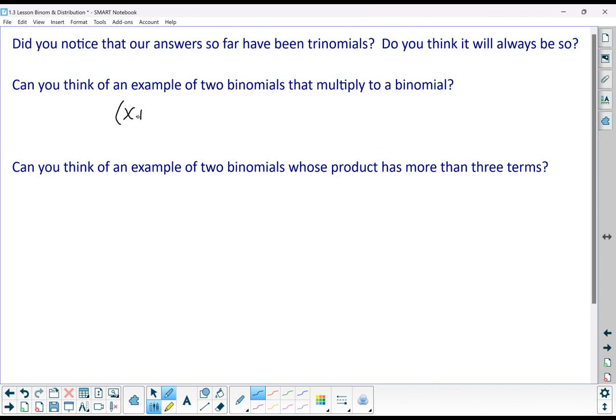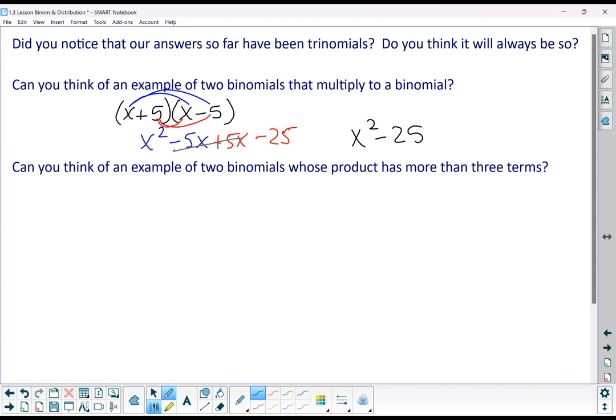If you were multiplying x plus 5 by x minus 5, you would get x squared minus 5x, and then we have a plus 5x and a minus 25. So you can see that those two middle terms in this case add up to 0x. They cancel each other out. So we end up with the answer x squared minus 25. So it is possible to get a binomial for your answer. And it is also possible to get 4 terms where none of them combine.